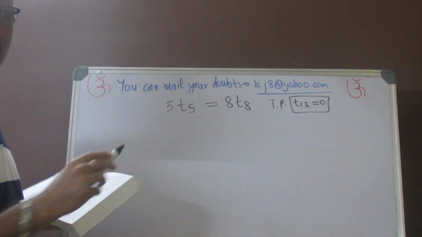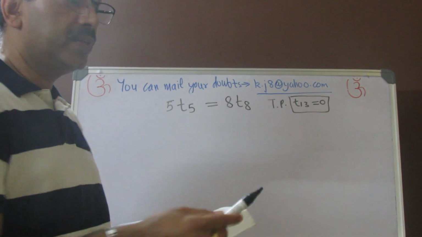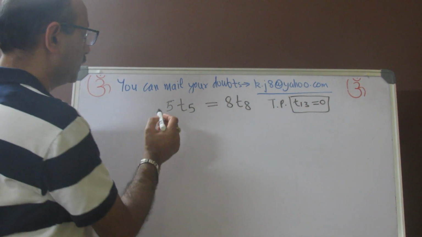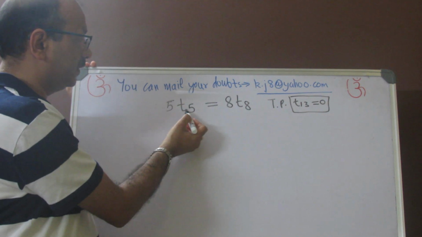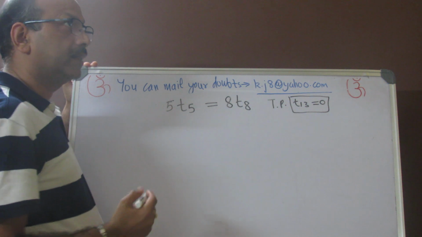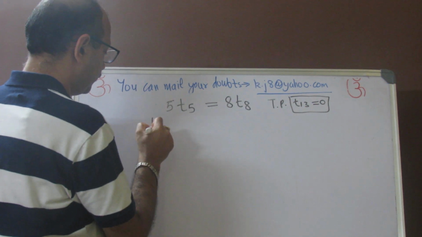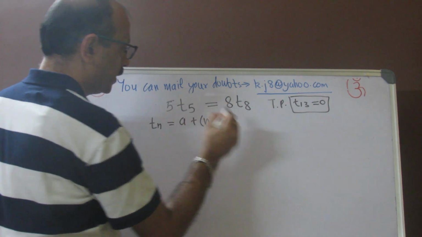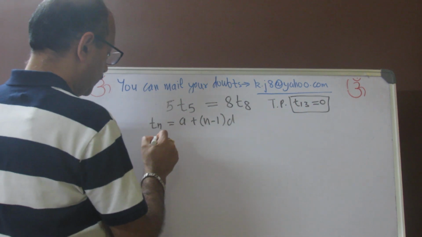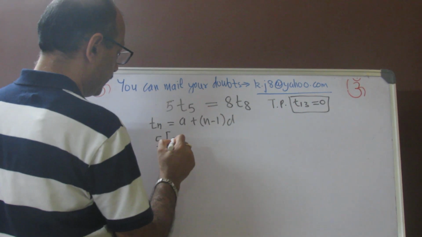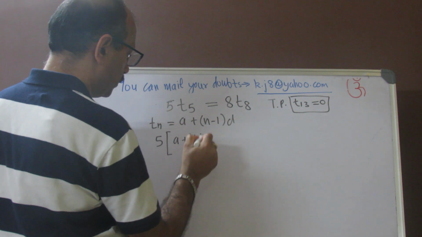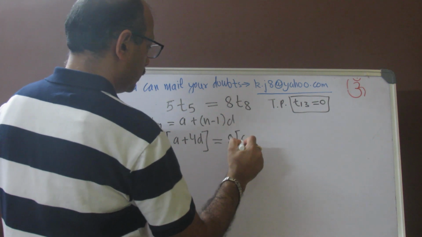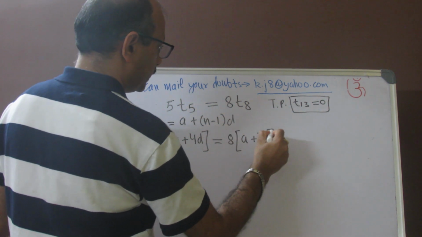Now the same question comes in a different form, which we will do just after this, so that you are aware. So what is given? That 5 times the fifth term equals 8 times the eighth term. We'll first write the formula: Tn equals a plus n minus 1 d. Then 5 into T5, where T5 would be a plus 4d, equals 8 into T8, where T8 would be a plus 7d.